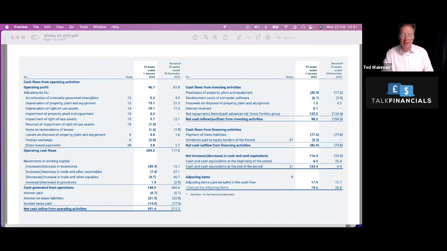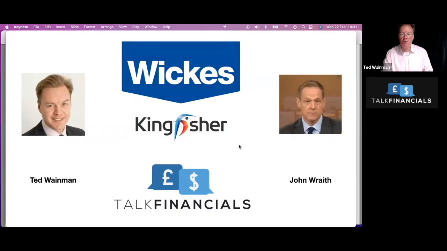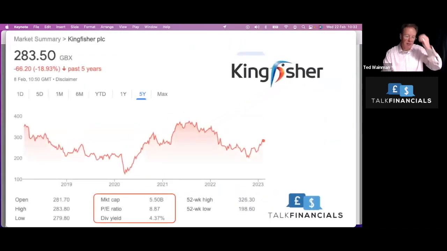So we talked about the liquidity. No real concerns on the liquidity side, and cash flow for both businesses looks relatively comfortable. So let's have a look at the share price now, and see how they've been performing. We'll start off with Kingfisher.